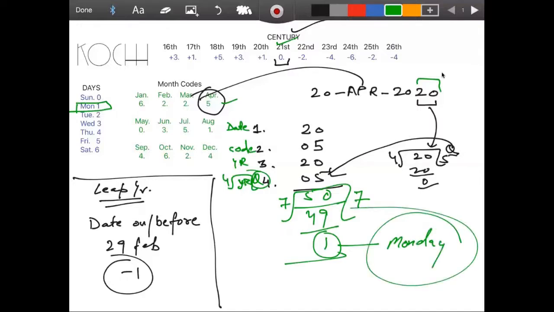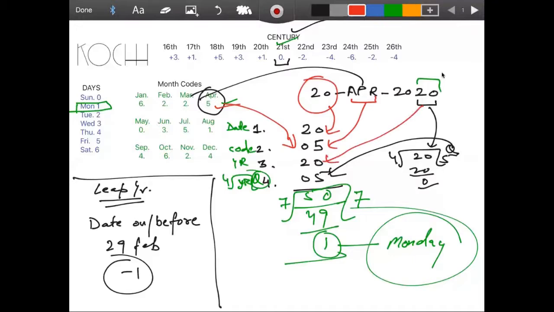I'll repeat. Our first step was writing the date. So we wrote 20 here. And then April, the code was 5, so we wrote 5. And then 20, and then we divided 20 by 4 and we wrote the quotient, which was 5. We added everything. The date is 20th April 2020, not before 29 Feb. It is a leap year, but the date is after 29 Feb, so we did not subtract 1. And it's the 21st century, so we simply divide the sum by 7 and we get our answer.